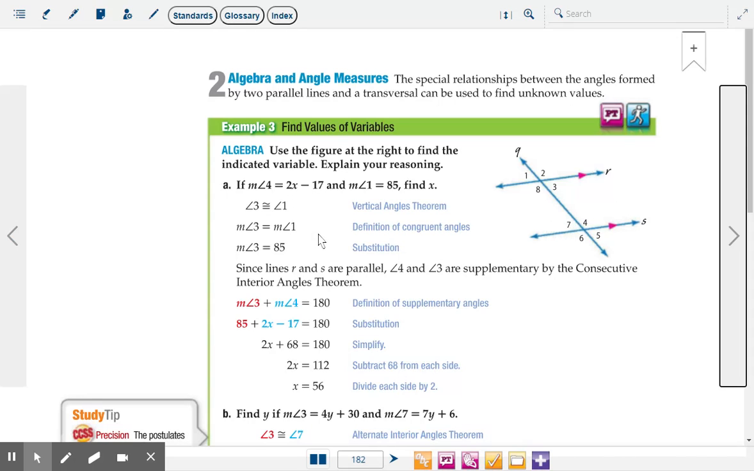Now your book did it just a little bit different. They recognize the vertical angle here, 85. They recognize the corresponding or the consecutive interiors here being supplementary, and they just did a substitution. They said, well, angle 3 we know is 85 because it's congruent to angle 1. And angle 4 is 2x minus 17, and when I add them together, I get 180. Then they combine like terms here and so on. They got the same answer. They're going to get the same answer for x.